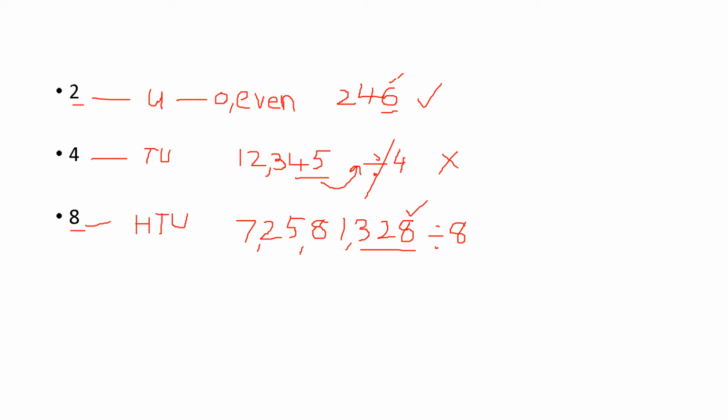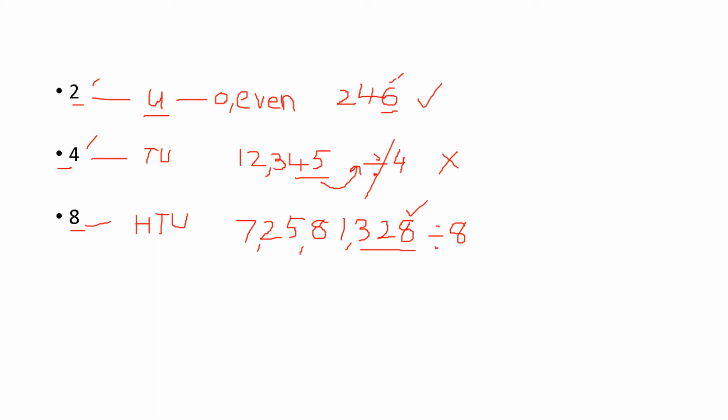Okay, I repeat again. For divisibility by 2, you have to check the number's unit position digit, and check whether it is 0 or any even number. If it is 0 or any even number, you can say that the entire number is divisible by 2. Coming to the divisibility rule of 4, you have to consider the digits at the unit and the tens position, and check whether that portion is divisible by 4 or not. If it is divisible, you can say that the entire number is divisible by 4. Else it is not divisible.